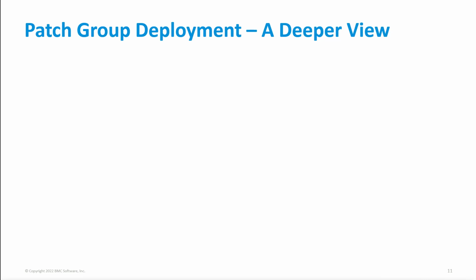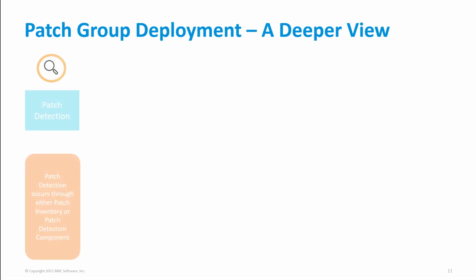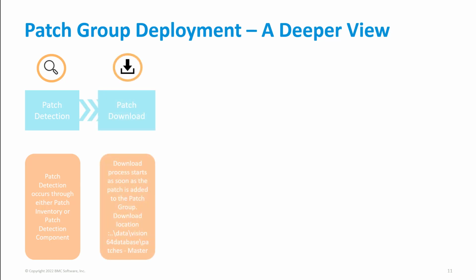As we saw patch group and patch job in action, let's take a deeper look at how it operates. The first step in patch group is patch detection. Patch detection occurs either through patch inventory or patch detection component. It operates similarly to patch inventory but displays the result on a dashboard in various categories. Once we obtain a list of the missing patches, we add those patches to the patch group.